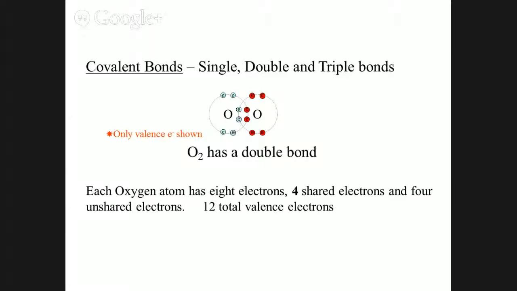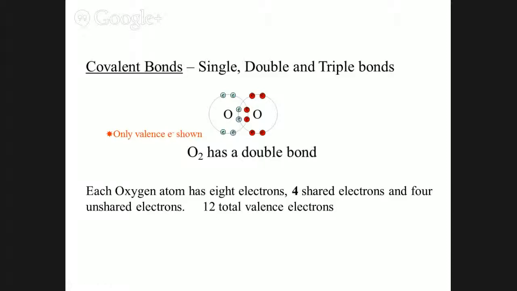Here is a diagram of an O2 molecule with a double bond. 4 electrons are shared between the 2 oxygen atoms, and then each atom has 4 that are not shared. However, when we count this one up, 2, 4, 6, 8, 10, 12, we only get to 12 total valence electrons. So it only took 12, 2 less than the 14 that the single bond particular molecule took, and you will find that that pattern is true.